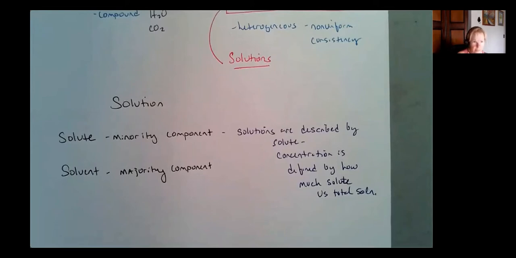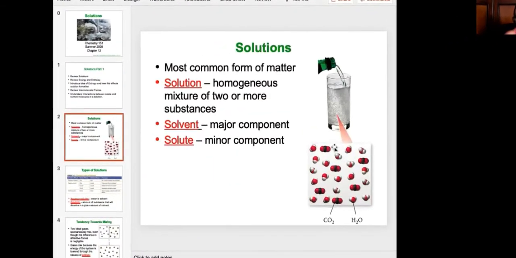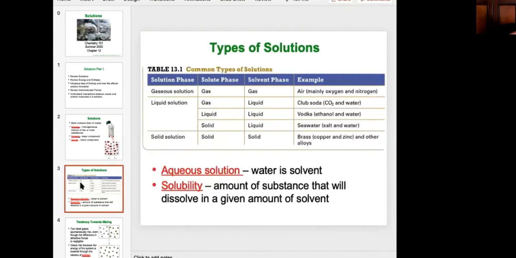Going back to the slides, this would be an example of a solution. Here I have water molecules, but I also have carbon dioxide gas. A solution doesn't necessarily have to be liquid-liquid or solid-solid. You can have a liquid with a gas in it. When we carbonate liquids, that's what happens. So here are all the different combinations that we can have.